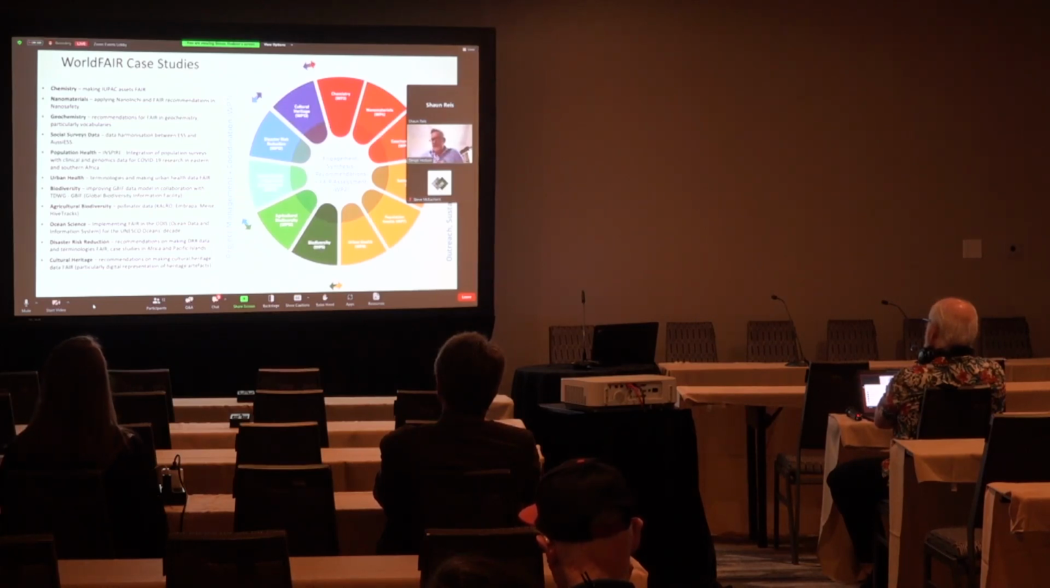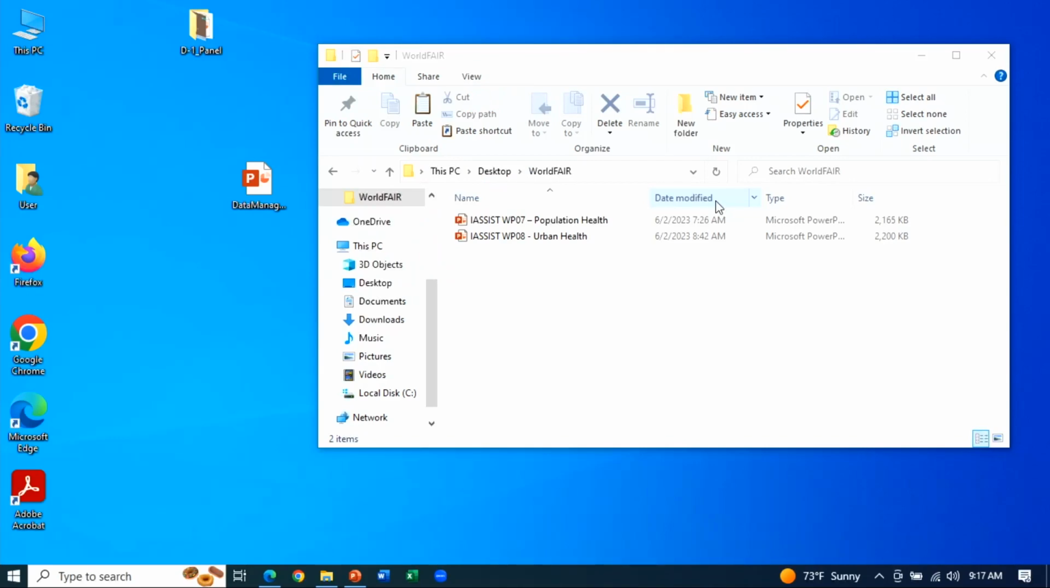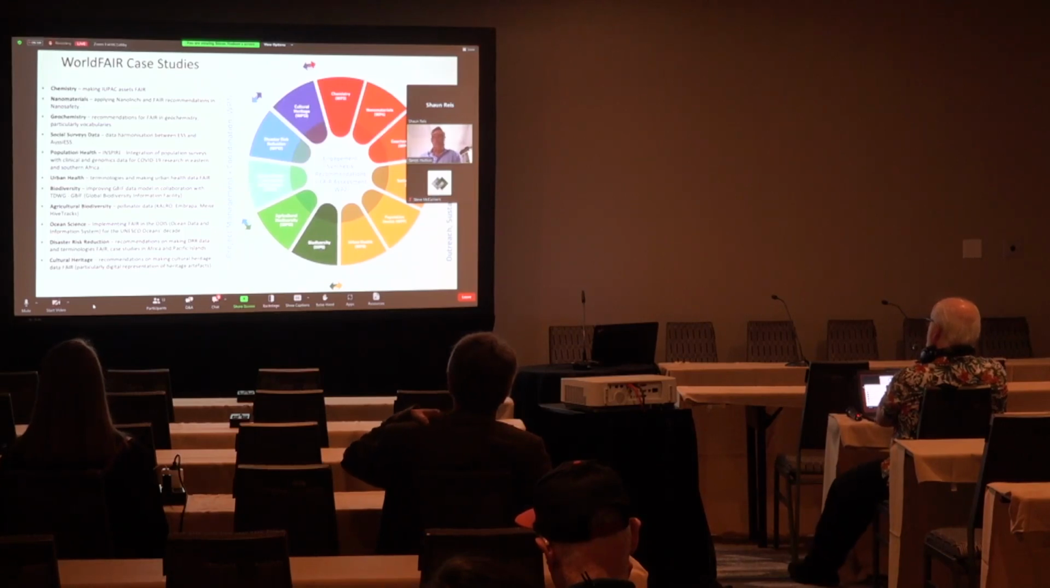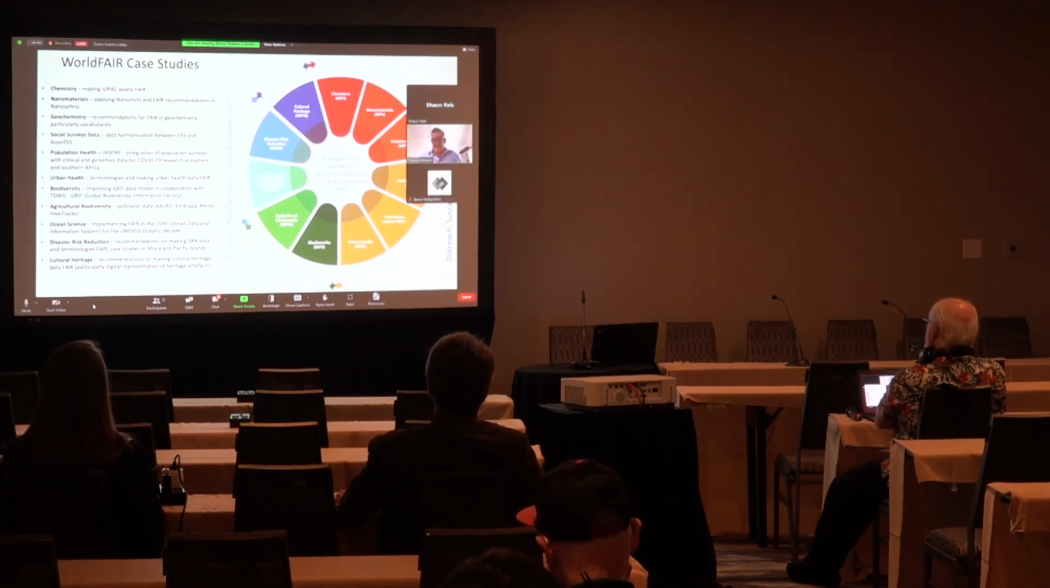So there are 3 case studies which relate to chemistry in one way or another, chemistry, nanomaterials, and geochemistry. There are 2 which relate to biodiversity, one on biodiversity led by GBIF, looking at the new GBIF data model, another on agricultural biodiversity, which is looking at pollinator data. So ocean sciences, disaster risk reduction, which are cognate to some extent, and cultural heritage. But today, as I mentioned in the introduction, we're looking at these case studies relating to social science and health. So social surveys, population health, and urban health.